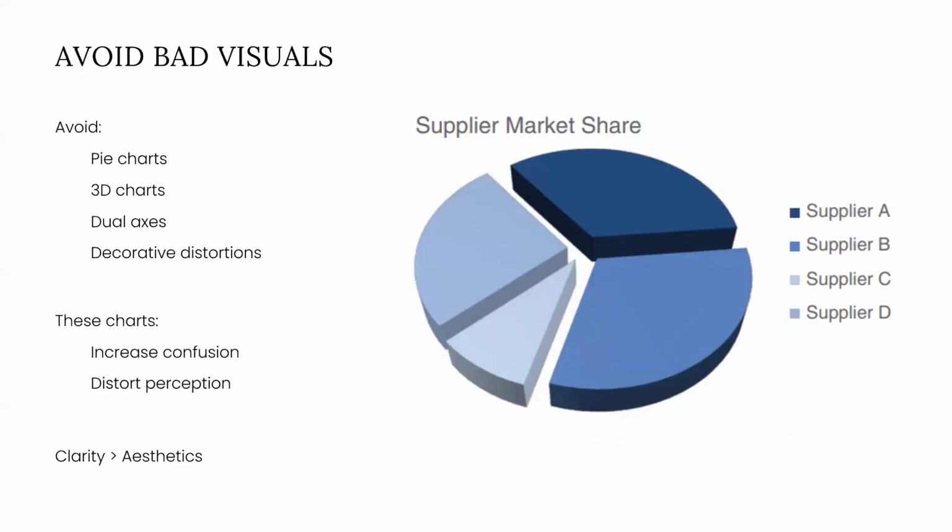Some visual forms consistently undermine clarity and interpretation. Pie charts, donut charts, 3D graphics, secondary y-axes, and decorative distortion. These forms introduce perceptual ambiguity, distort quantitative judgment, and increase cognitive load. They prioritize appearance over understanding. Visualization should never trade interpretability for aesthetics.